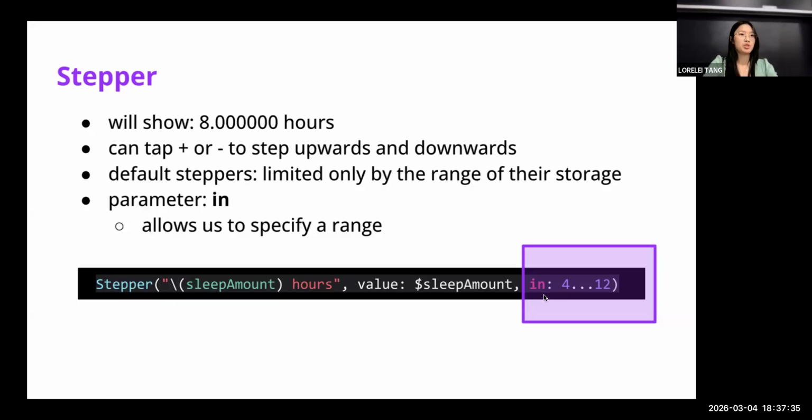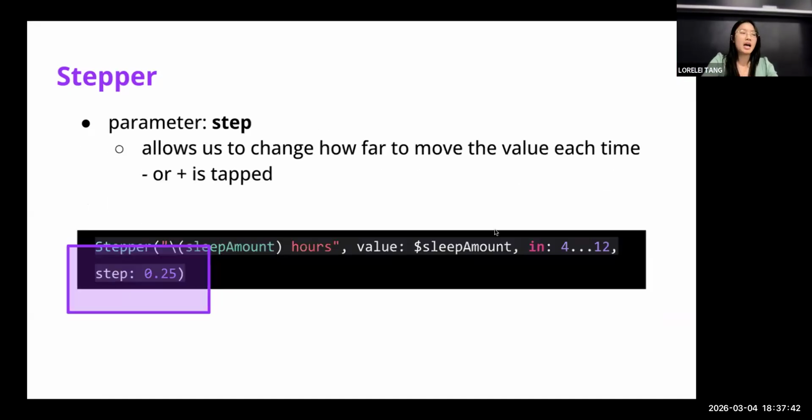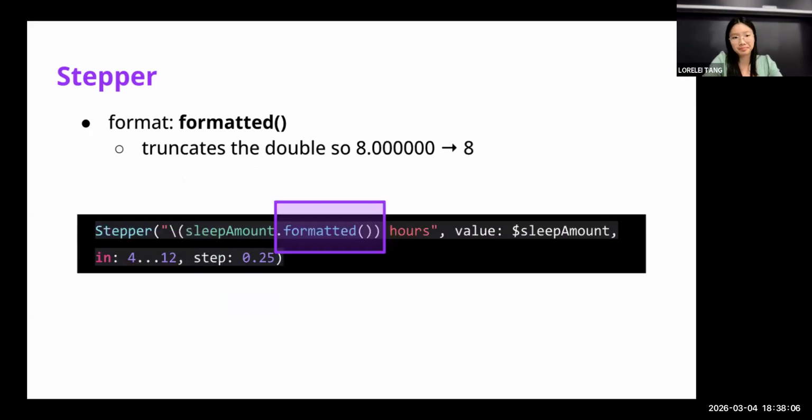So if you only want them to be able to step through numbers 4 through 12, this is the syntax that you would use to do that. And then finally, we have our last parameter, which is step, which allows us to change how far we move the value each time we tap the plus or the minus icon. So if you want it to go up in increments of 0.25, say like 15 minutes, which is a fourth of the hour, the step parameter is what we'll use so that we can increment it by 0.25 or decrement it by 0.25 each time rather than by whole numbers.